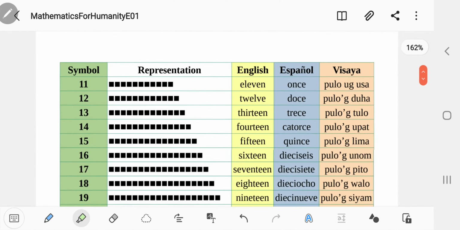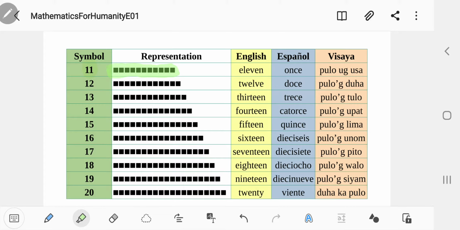Here, you have representations of numbers beyond the number 10. We have 11. So if you count the black squares here, it's 11. And then that's 11 in English. In Espanol, once. Sa Bisaya, pulo ug usa. Then you have the symbol representing the number 12. That's doce in Spanish. Sa Bisaya, pulog duha.